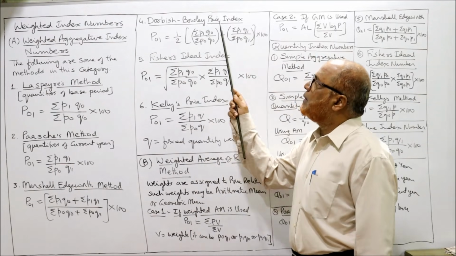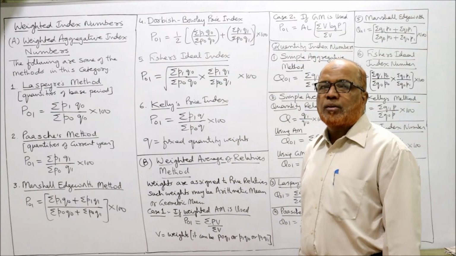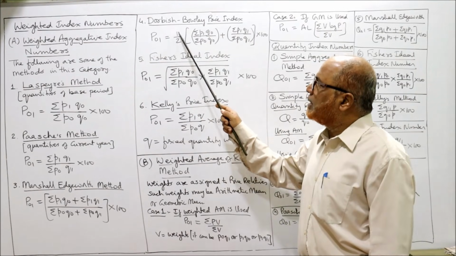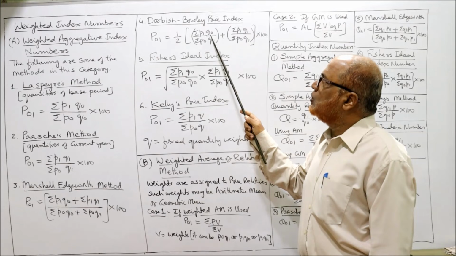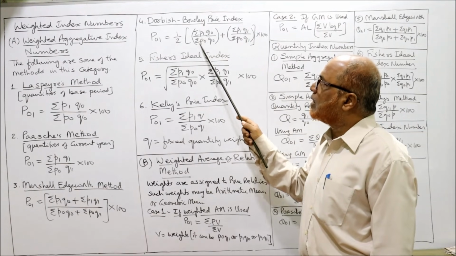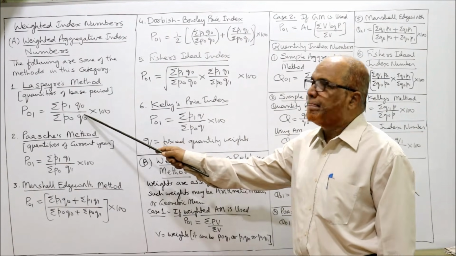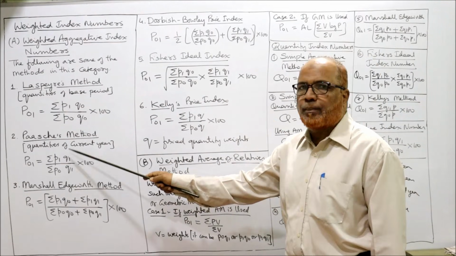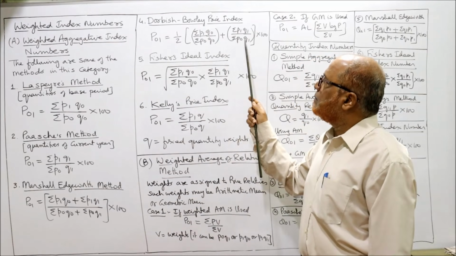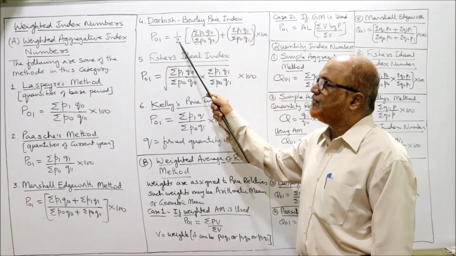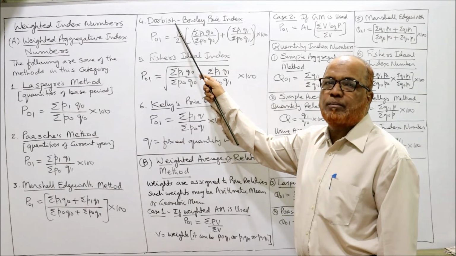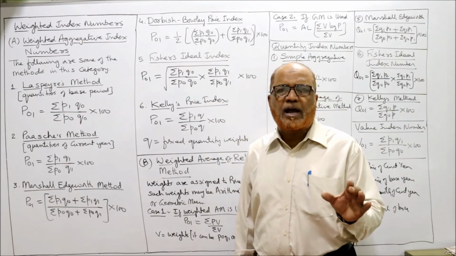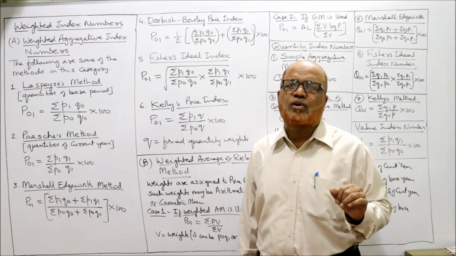Now the Dorbish-Bowley price index. The Dorbish-Bowley price index has taken the simple average. So 1 by 2 into P1Q0 divided by P0Q0. This is the formula for last year. Plus P1Q1 divided by P0Q1. This is the formula for past years. So it adds up last year and past years and takes half. Who? Dorbish and Bowley.